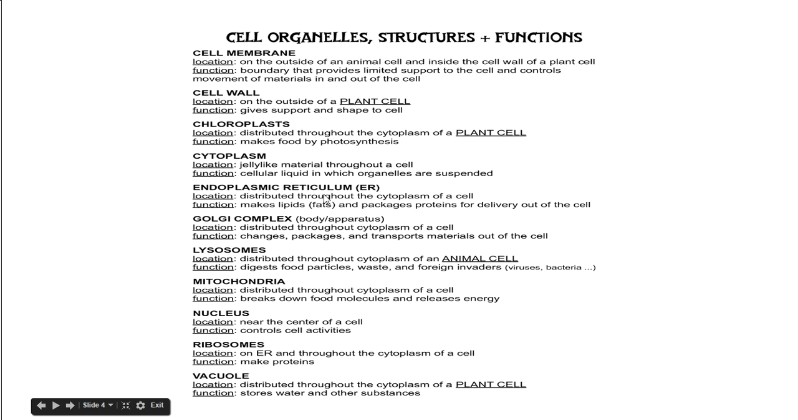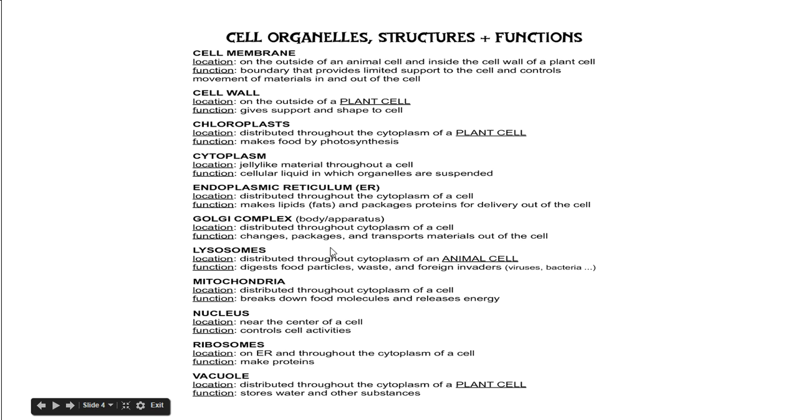Endoplasmic reticulum is distributed throughout the cytoplasm, and makes lipids and packages proteins for delivery. The Golgi complex could be called the Golgi body or the Golgi apparatus. One of those three names, all the same thing. And it's distributed throughout the cytoplasm of the cell also. It changes, packages, and transports materials out of the cell.